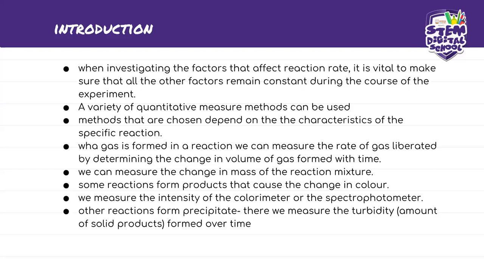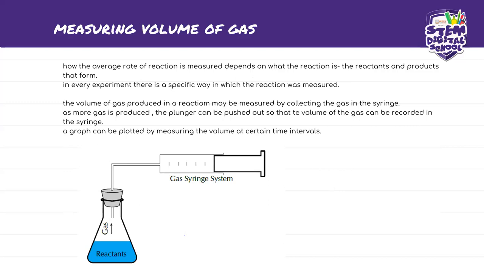So moving through, now we're going to start with measuring volume of gases. What does this mean, guys? How the average rate of a reaction is measured depends on what the reaction is, and the reactants and products that are formed. Do you guys understand? If you don't understand, you can just send me a chat and I'll explain.